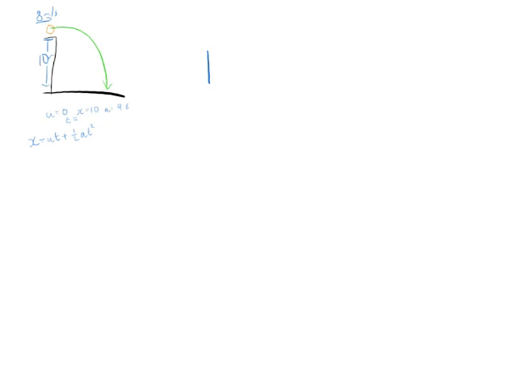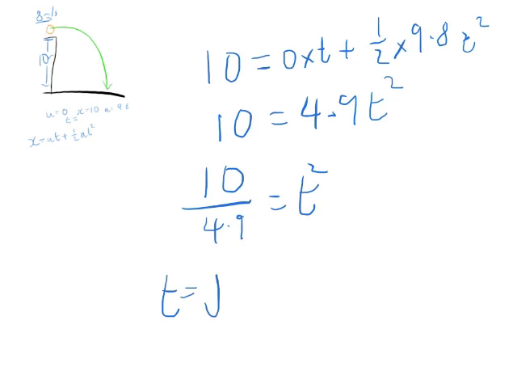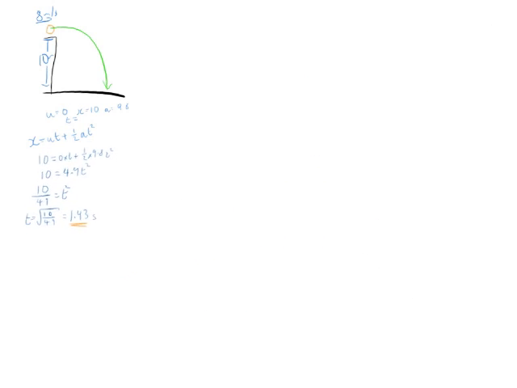So putting the values in gives us 10 equals 0 times whatever the time is, plus half times 9.8 times the time squared. So I'll simplify it a bit first: 10 equals 4.9 times t squared. So we can get t squared by itself by going 10 divided by 4.9 equals t squared. So therefore t equals the square root of 10 divided by 4.9, which comes out to be 1.43 seconds. So that is our time that it takes our object to drop from the top of the cliff all the way down to the bottom.